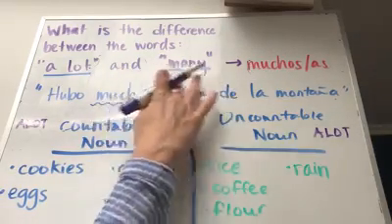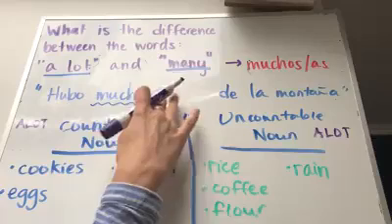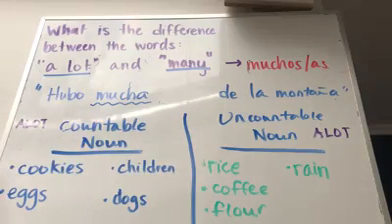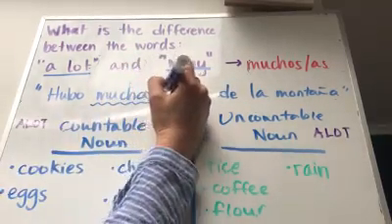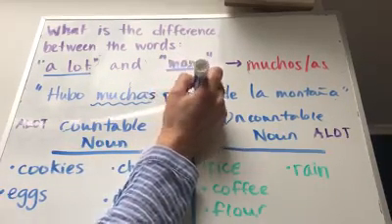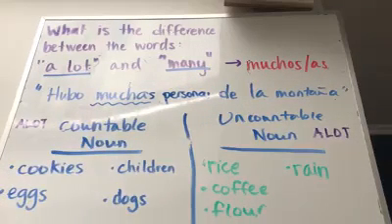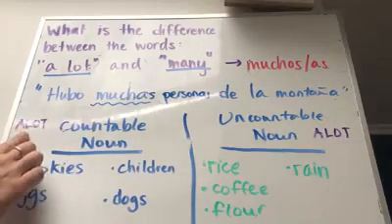We could also say there was a lot of muchas personas. There were a lot of people. So they're countable, but we can also use a lot.